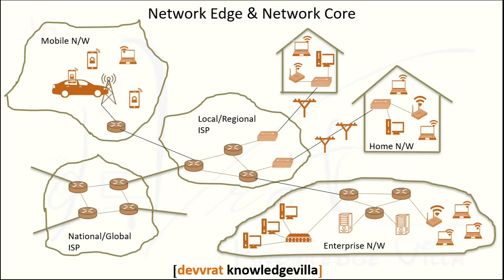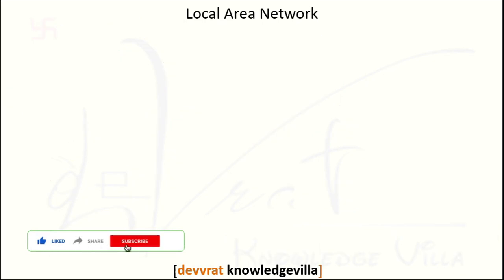In our earlier session, we have discussed network edge and network core. So guys, if you still remain to watch that video of network edge and network core, you can click on the I button at the top right corner and watch that video and come back here again to understand the categories of network. Let's start with the first category, that is local area network.